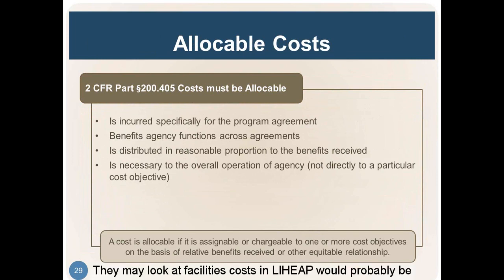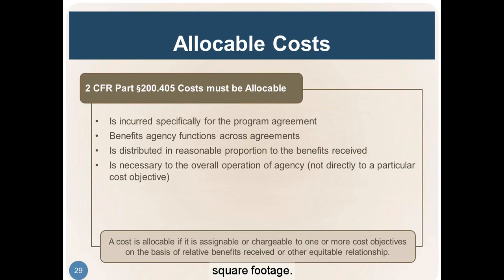They may look at facilities costs as LIHEAP would be probably pretty small because they don't take up much in the way of square footage. So maybe they're 5% of facilities costs, but in accounting, they might be 20% of the journal entries or 20% of the activity because they're writing a lot of checks in LIHEAP. So they might have 20% of the accounting costs. Well, what should they charge, 20% or 5%? If they have one pool, it's probably going to be some kind of blend.